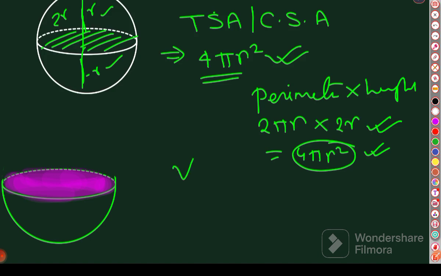Now volume, what will be the volume of a sphere? Volume of a sphere will be what? 4 third pi r cube. Again by integration you will get this 4 third pi r cube.